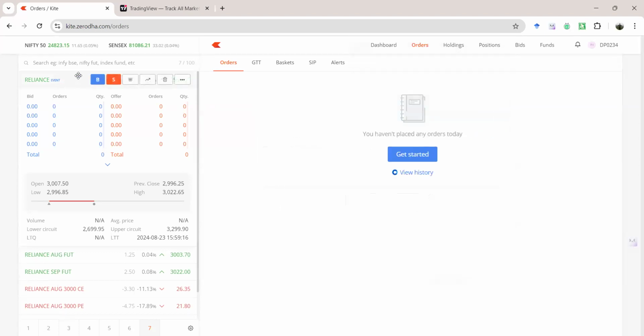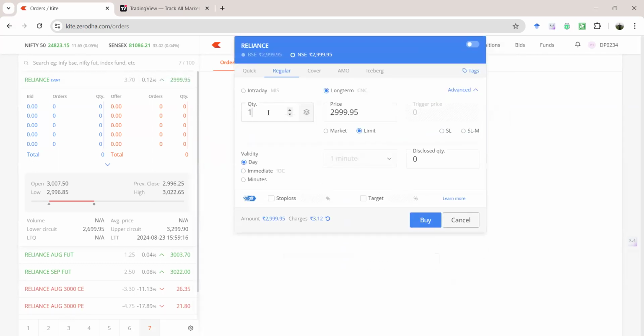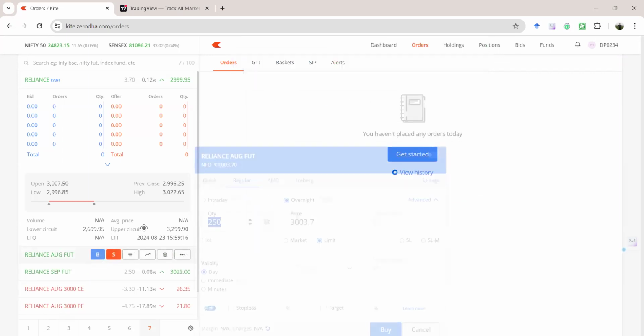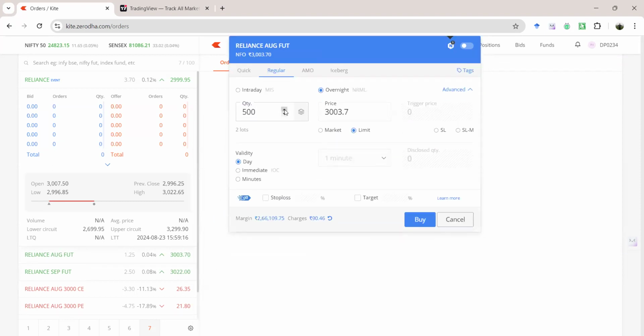If I cancel this and select this Reliance, I can buy or sell any number of quantity. If I want to buy 11 stocks, I can do so. If I select August future and enter 15 quantity, when I place the order it will not go through, because the quantity is 15 but the lot size is 250. Therefore, when I click here, it shows 250 immediately, and if I click here, it increases by that number. 250 quantity is increasing every time.